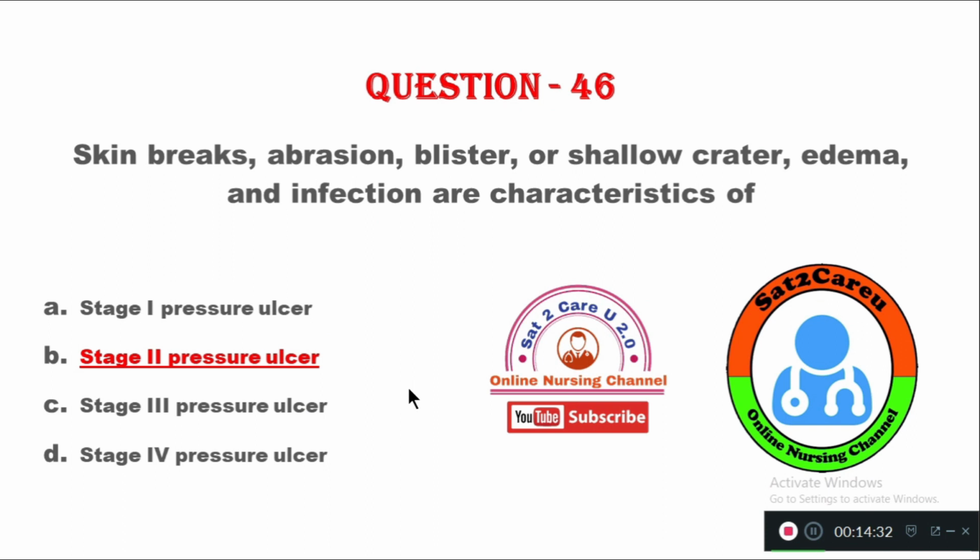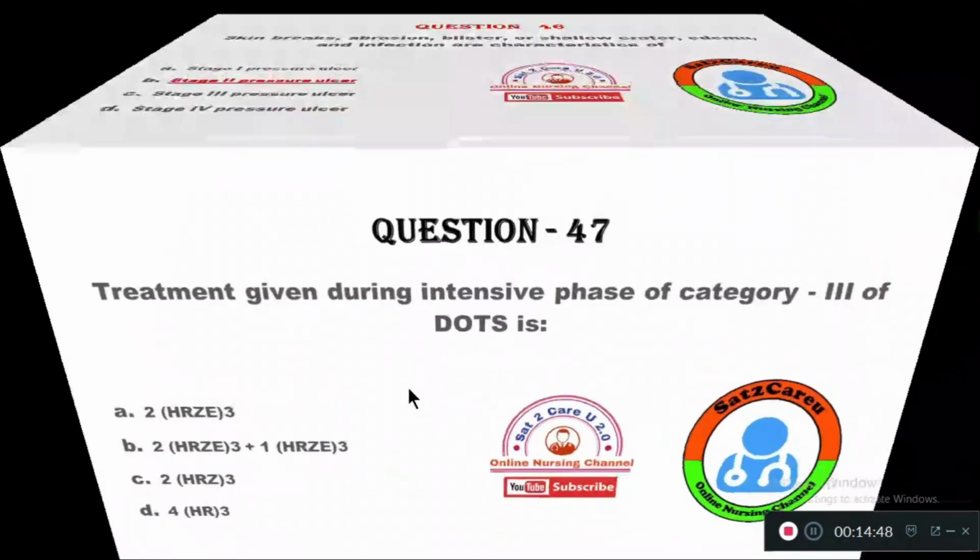The right answer is option B, stage 2 pressure ulcer, which is characterized by breakdown in the skin, abrasion, blister, shallow crater, edema, and infections. These are the common things seen in the second stage of pressure ulcers.